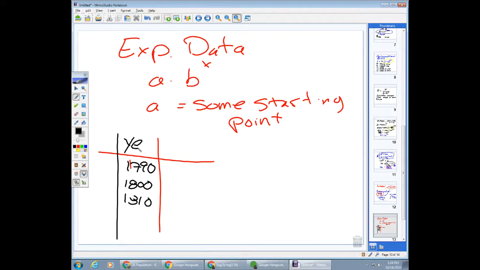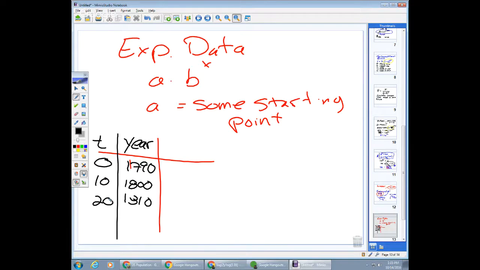So although this is the year, I could make another column I'm going to call T and say 1970 is my 0 year. Then 1800 would be what? 1 year. 10 years later in this case. Yeah, I would go for 10 years later. And then 1810 would be 20 years later and so on.